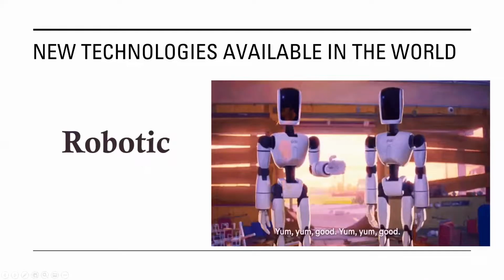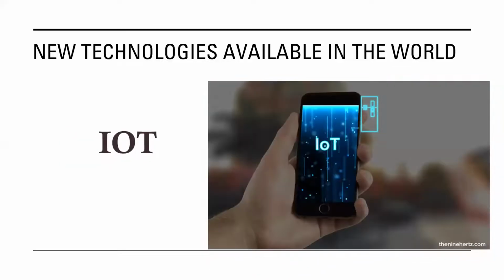Then robotics. Robotics is another advanced technology used all over the world, and this robotic technology is also used in the construction industry as well. I will explain it later. Then the Internet of Things. Internet is the major connecting element in the world, so we can connect anyone by using this IoT technology.